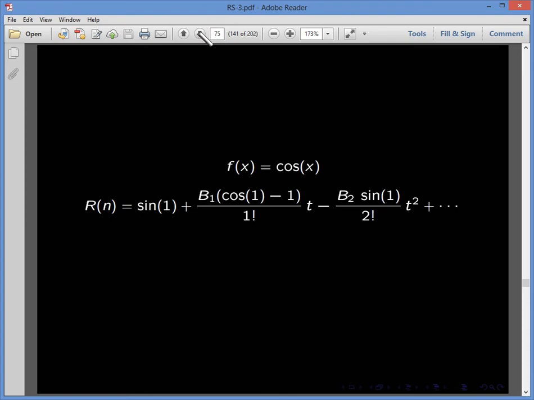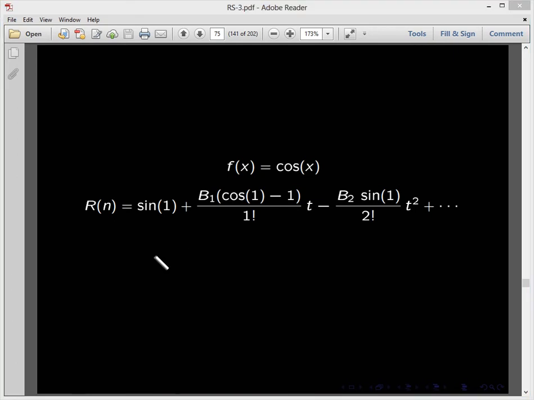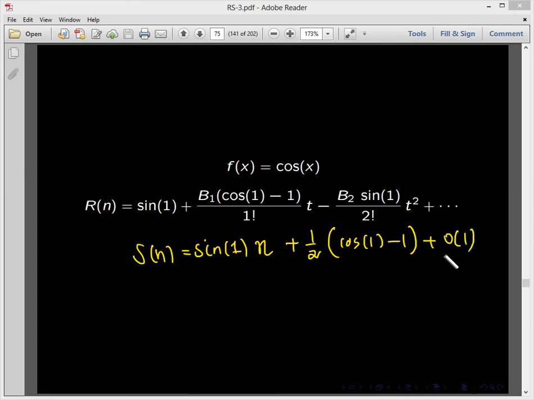So if you look at, I don't know if you have S_n in there, it doesn't have an S_n. But if you change that to S_n, let me write that down. S_n is sine of 1 times n, that is the linear part, and there's one constant involved in there, that's 1/2, the second Bernoulli number, times cosine of 1 minus 1. And the rest of the part you can put in the little o of 1, and that's what's going on here.